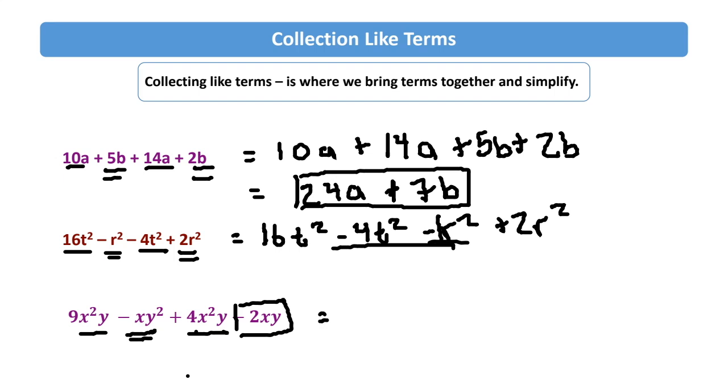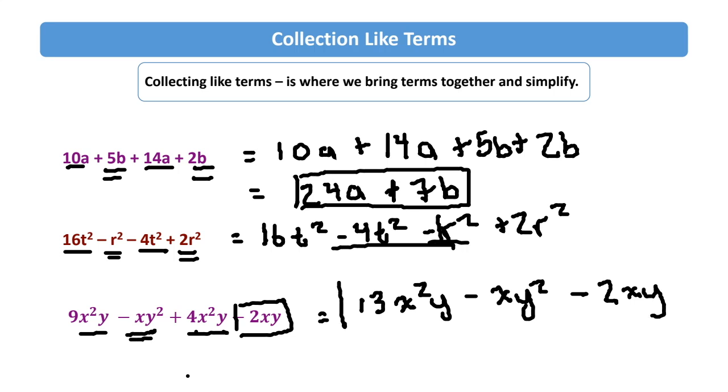You don't have to do any of this; it just helps some students. The ones with the single lines I can combine, so I get 9 plus 4. At this level, I'm not going to write out everything side by side, so I'm just going to go 9 plus 4 and get 13x squared y. That's my first underline. Then I have a negative xy squared. It can't combine with anything else, so we just leave it as is. We don't change anything. I also have a negative 2xy that couldn't combine with anything else, so it just stays there. It doesn't change, and that's my final answer.